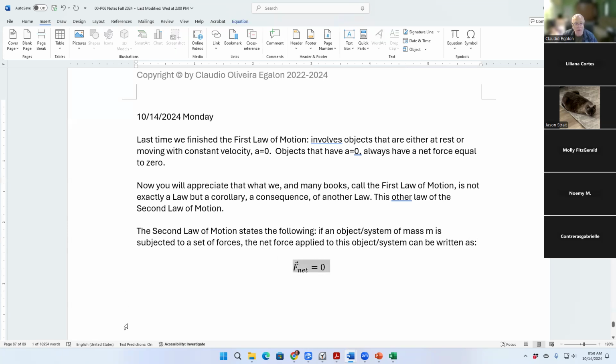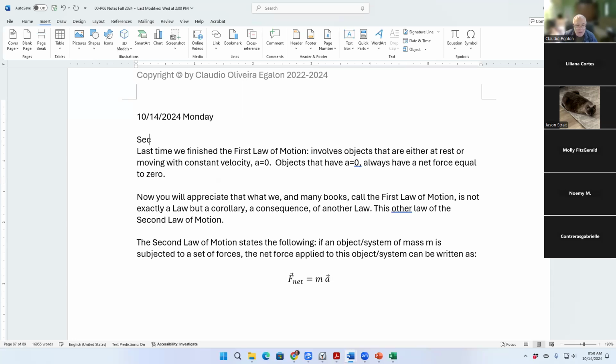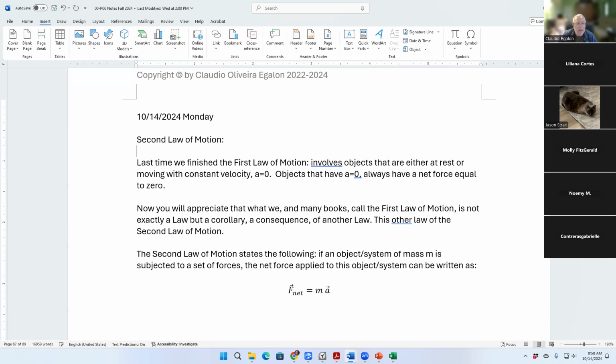That's the first law of motion, right? The second law of motion is slightly different. It is the mass of the object times the acceleration of the object. Now you can understand what I meant. Why I said that the first law of motion is a special case of the second law of motion. This first law of motion is a corollary, right? To the second law of motion.